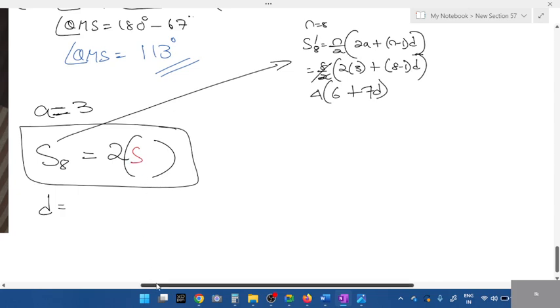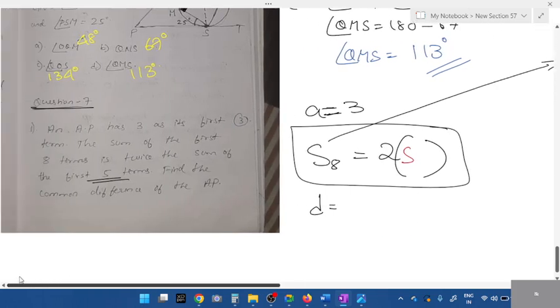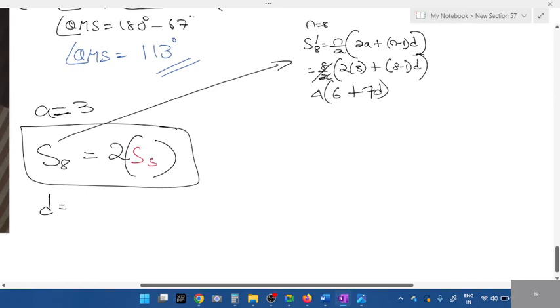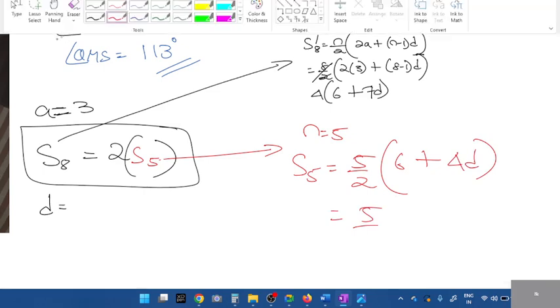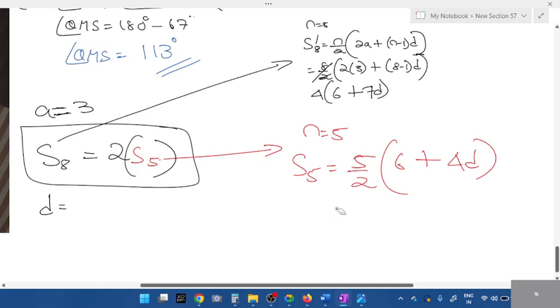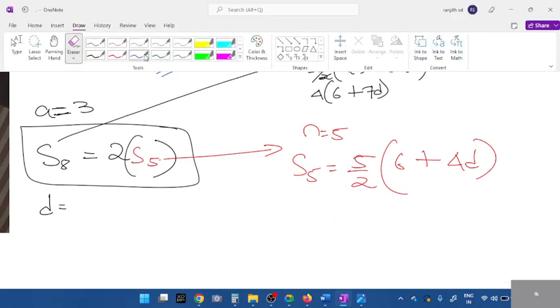One more thing is S of 5, students. First 5 terms, S of 5. Now, n is equal to 5. This calculation: S of 5 is equal to 5 divided by 2 into 2 times 3, I'll do it directly. 2 threes are 6 plus n minus 1, 5 minus 1 is 4d. So that is 5 divided by 2. You can't cancel it. This is the equation.